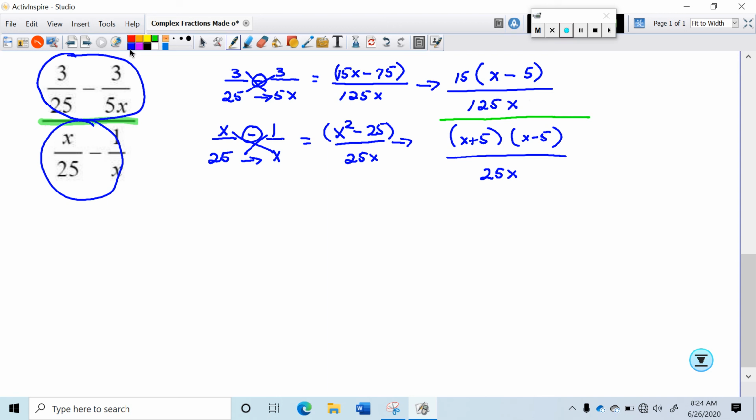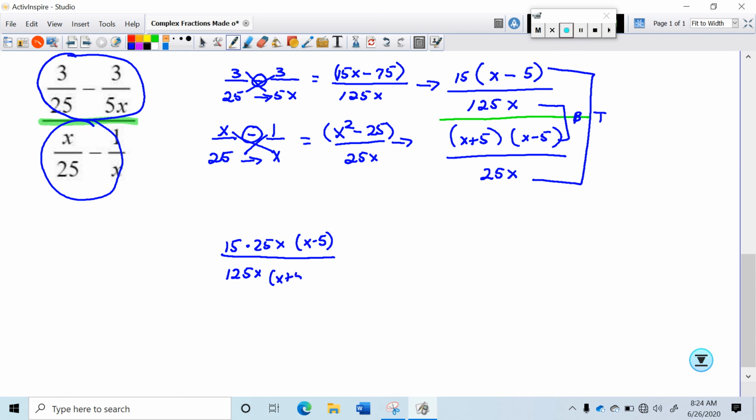Now I get ready to put them together. So outside on the top, I'm going to put the family last. So I've got a 15. Let's make some space and put the x minus 5 here. And then I've got a 25x. Sometimes that helps when you're canceling things out to see what's left over. That's on the top. On the bottom, I've got 125x. And I've got a family of x plus 5 and a family of x minus 5.